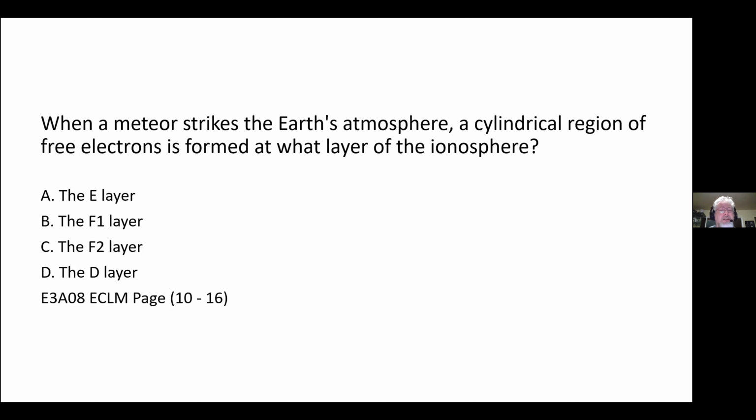When a meteor strikes the Earth's atmosphere, a cylindrical region of free electrons is formed at what layer of the ionosphere? A, the E layer, B, the F1 layer, C, the F2 layer, or D, the D layer? A. Alpha is correct, the E layer.